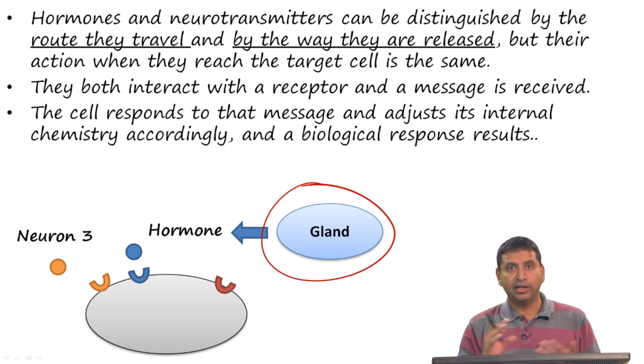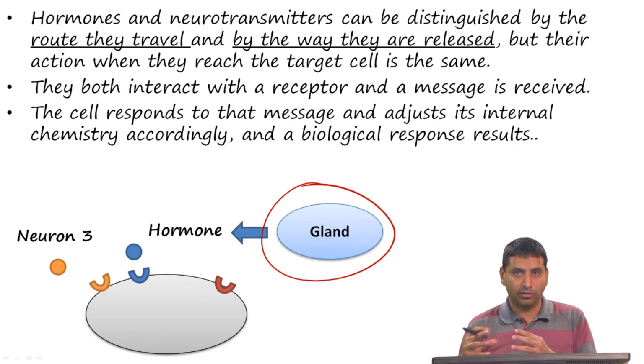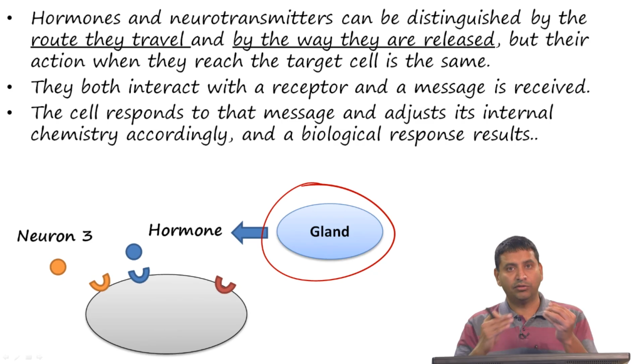They both interact with the receptor, and a message is received inside the cell, and whatever happens in terms of the receptor binding and further signal transmission remains more or less the same. But the major difference is that hormones have a longer route to travel, whereas for neurotransmitters the route that they travel is much shorter.